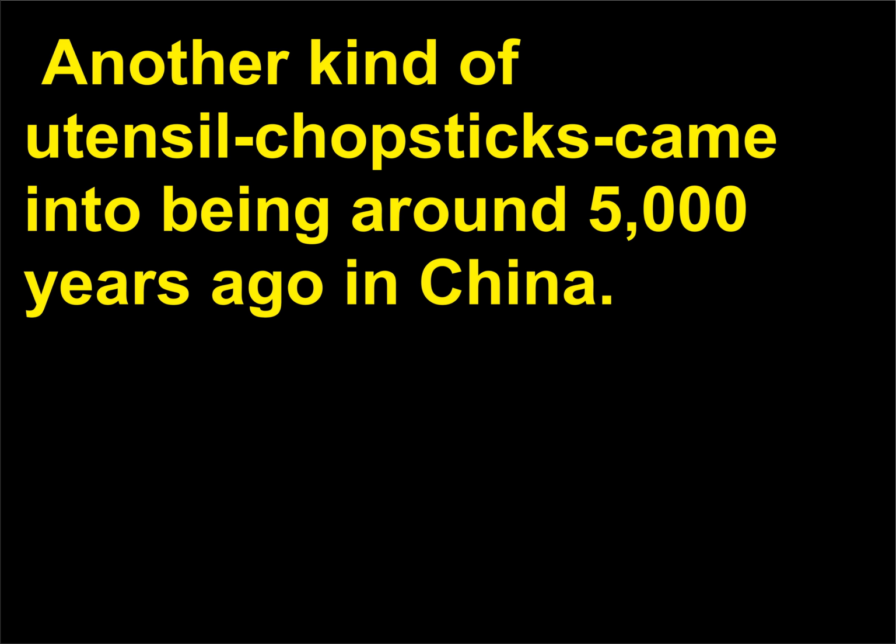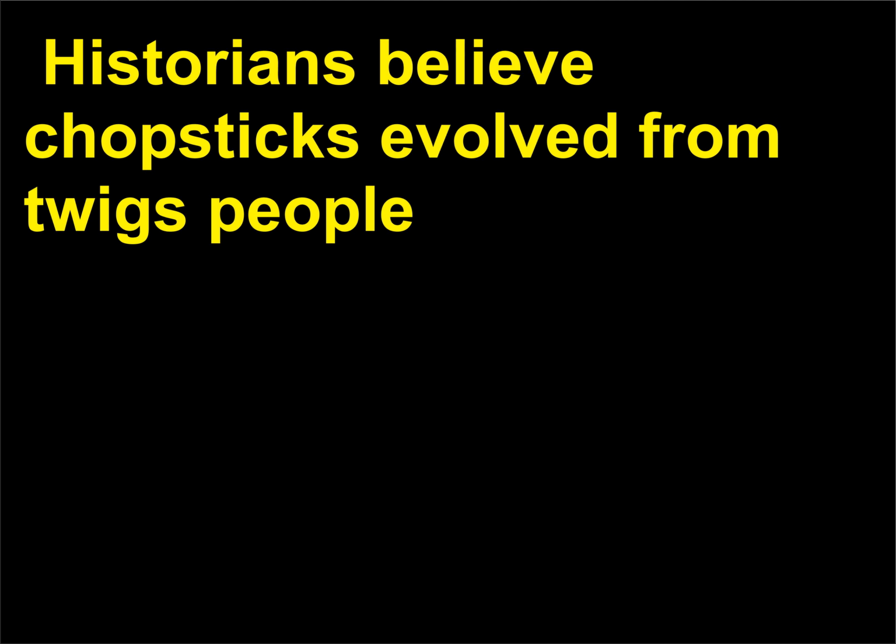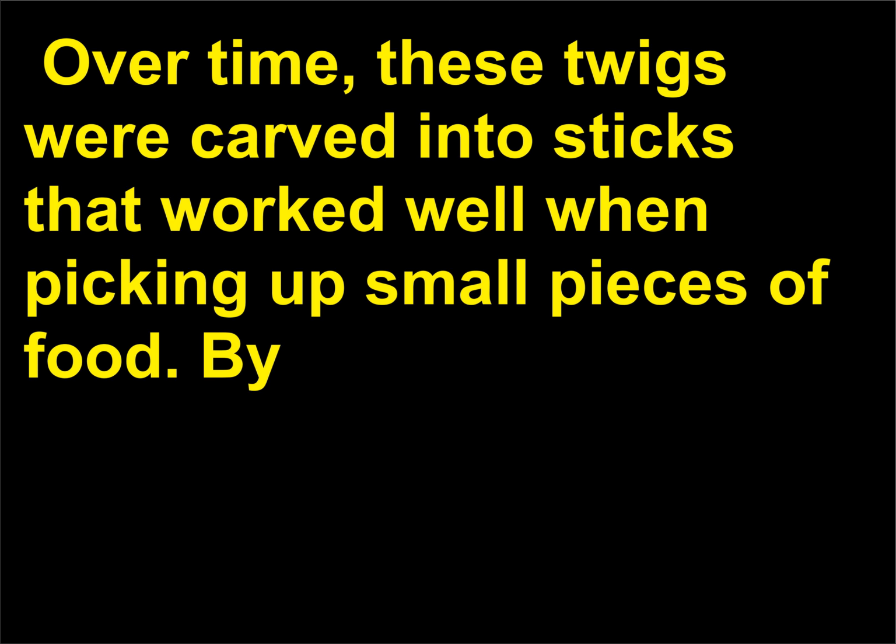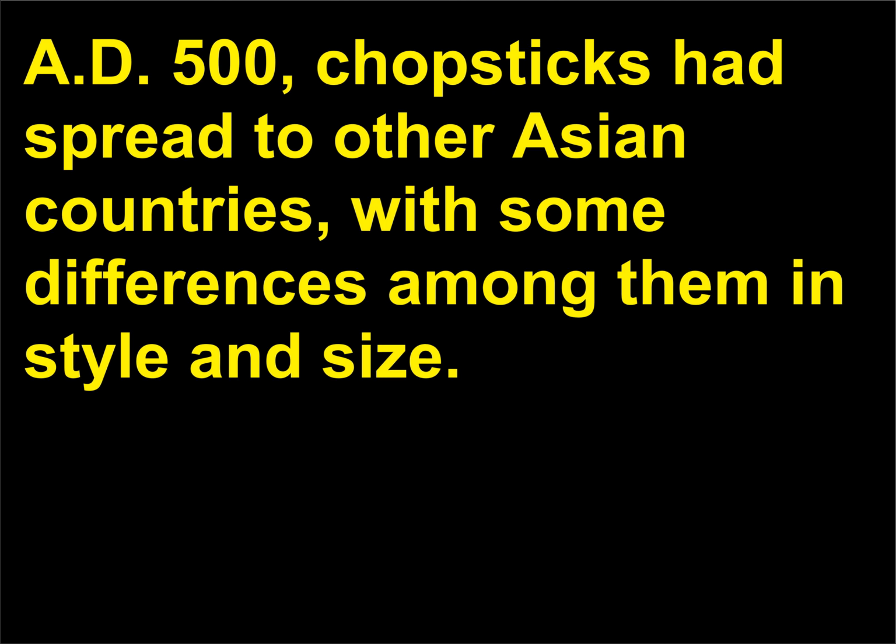Another kind of utensil, chopsticks, came into being around 5,000 years ago in China. Historians believe chopsticks evolved from twigs people used to grab pieces of food out of large cooking pots. Over time, these twigs were carved into sticks that worked well when picking up small pieces of food. By AD 500, chopsticks had spread to other Asian countries, with some differences among them in style and size.